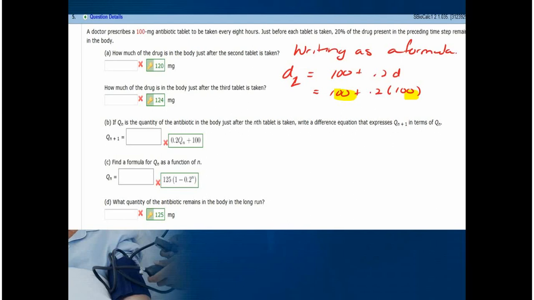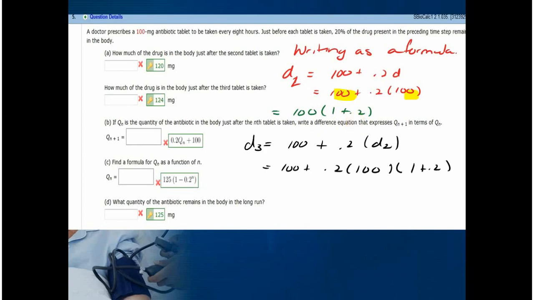Leave it as 100. But notice the 100 in the two spots here that I've highlighted. You can actually do algebra to numbers, factor out the 100 to the left as the distributive law, and you get 100 times 1 plus 0.2, and I'm not going to combine that. D3, I can do the same thing. I get 100 plus 0.2 times D2, and for 0.2 times D2, I just took that 100 times the quantity 1 plus 0.2, and I have it written here instead of D2.